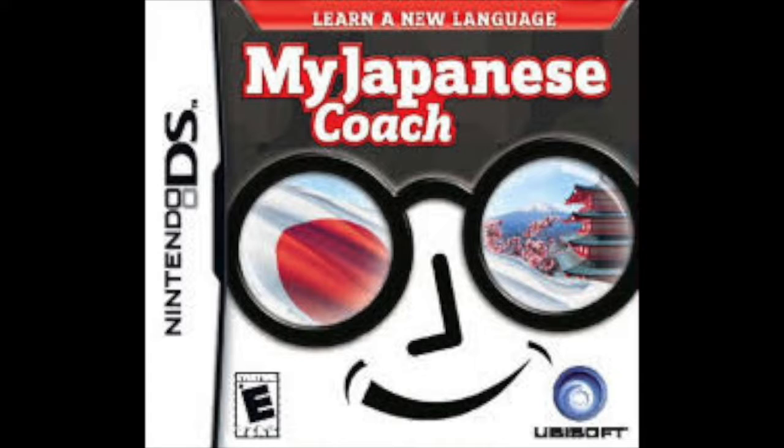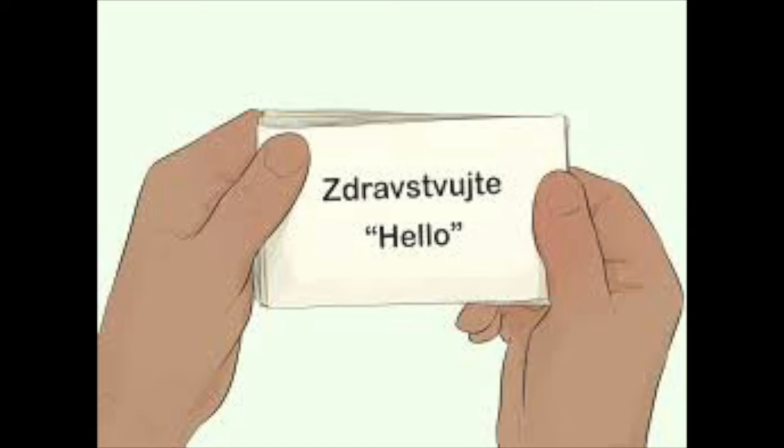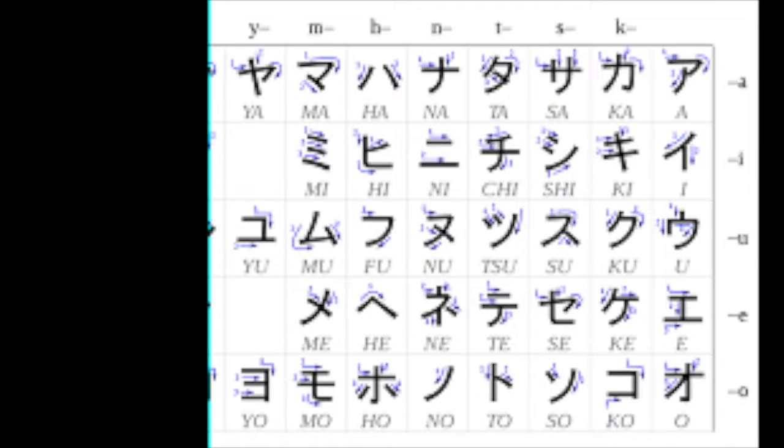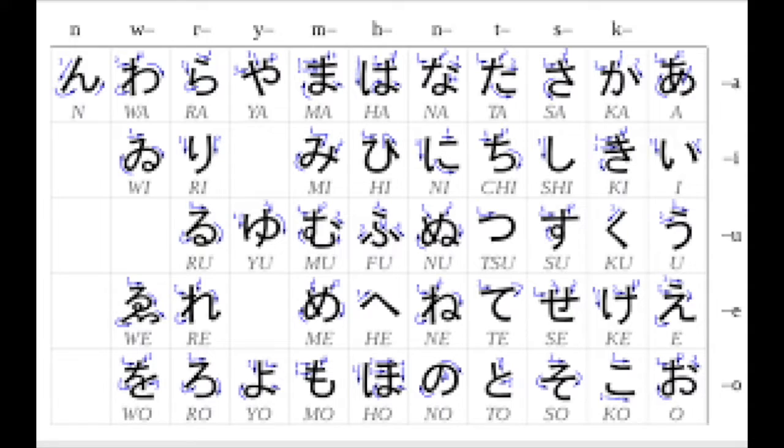Today, I'll be discussing how I learn Japanese and what I've learned so far, because I think I've been teaching Russian for the past 2141 videos. There are 3 alphabets in Japanese: Hiragana, Katakana, and Kanji. I mainly learned Hiragana and some Kanji.